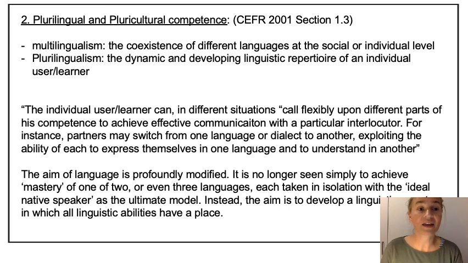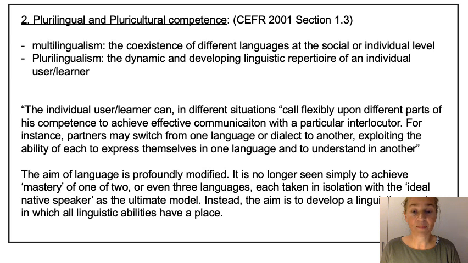The best way I think plurilingualism can be explained is by contrasting it with multilingualism. Multilingualism is the coexistence of different languages either at the social or the individual level. Plurilingualism, however, is the developing of a dynamic and ever-changing linguistic repertoire of a single learner. So rather than knowing different language sets, you are developing one single repertoire from which to draw depending on the context and depending on the person that you're speaking to.